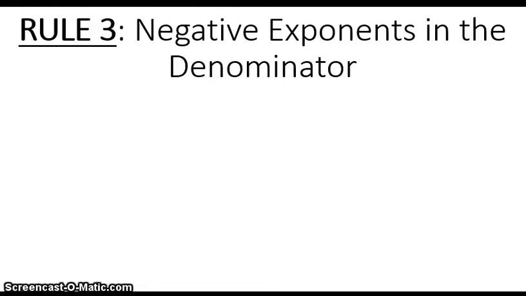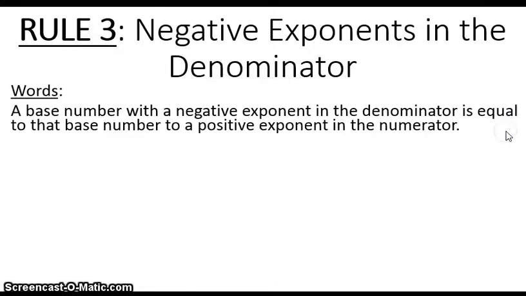Hello students, in the second part of this video we are going to be looking at Rule 3. Rule 3 involves negative exponents in the denominator. Previously we looked at negative exponents in the numerator. In words, this rule says a base number with a negative exponent in the denominator is equal to that same base number to a positive exponent in the numerator.